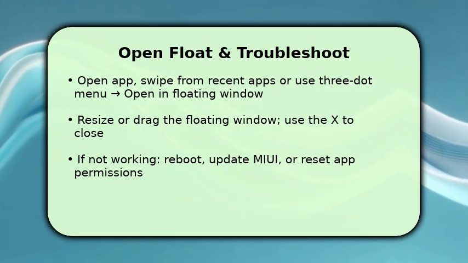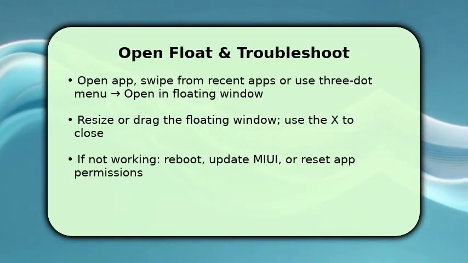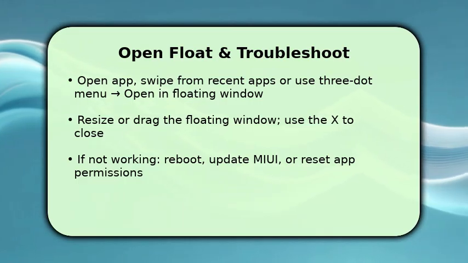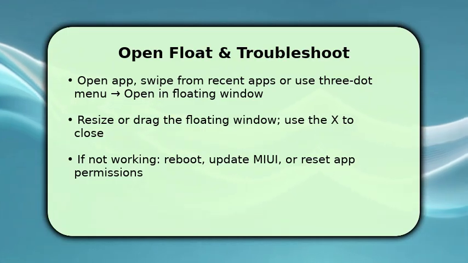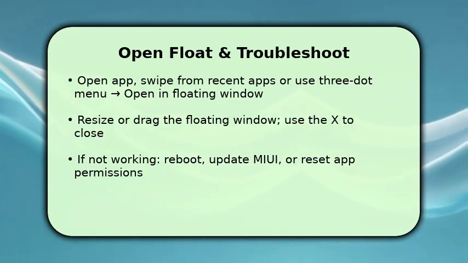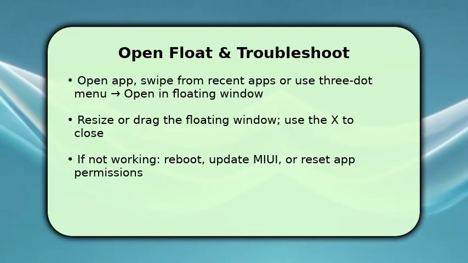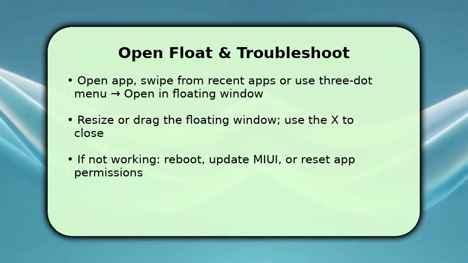If the option is missing, reboot and try again, check for MIUI updates, or reset app permissions in Settings, Apps. As a quick troubleshooting tip, if floats still fail, disable and re-enable display over other apps. Then restart the phone to refresh system overlays.